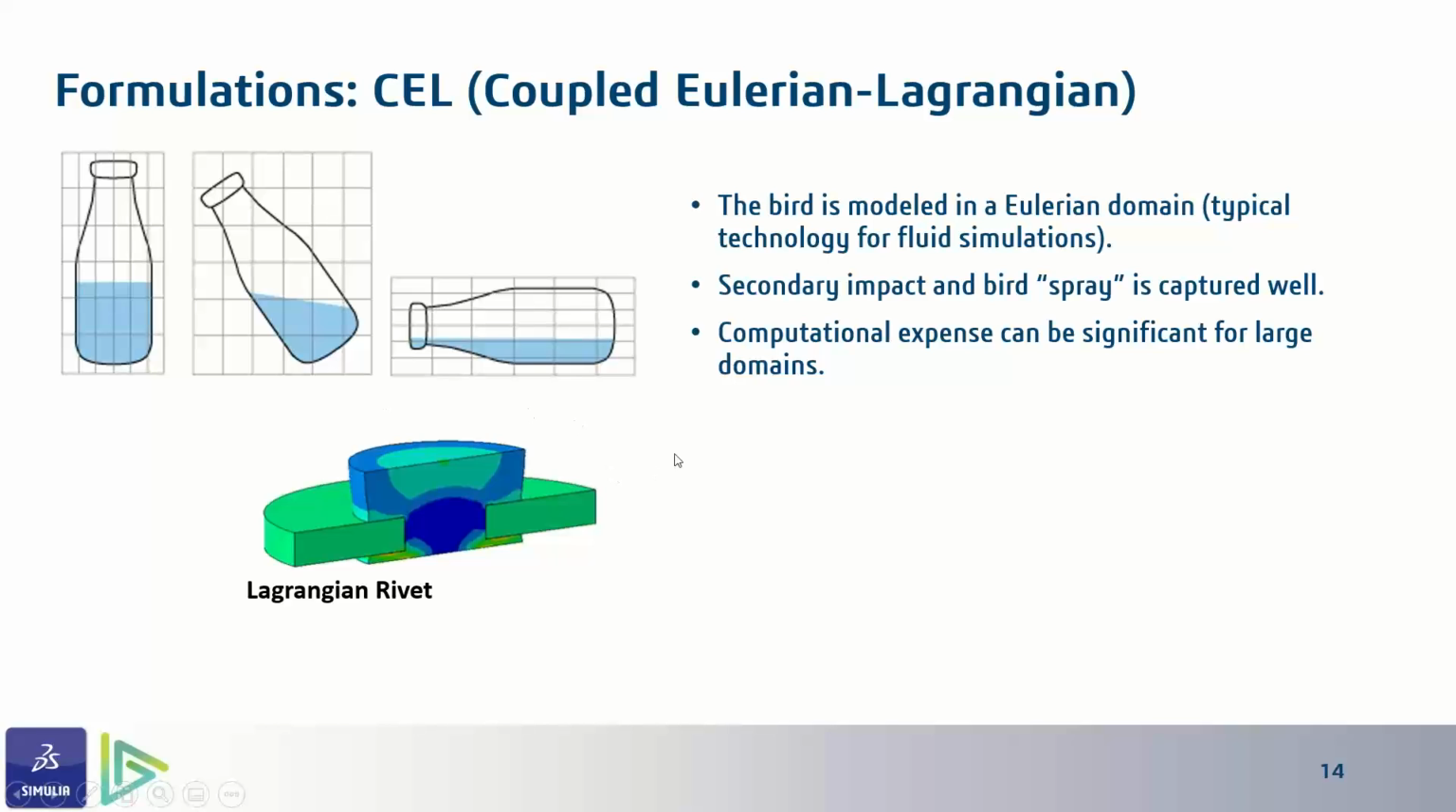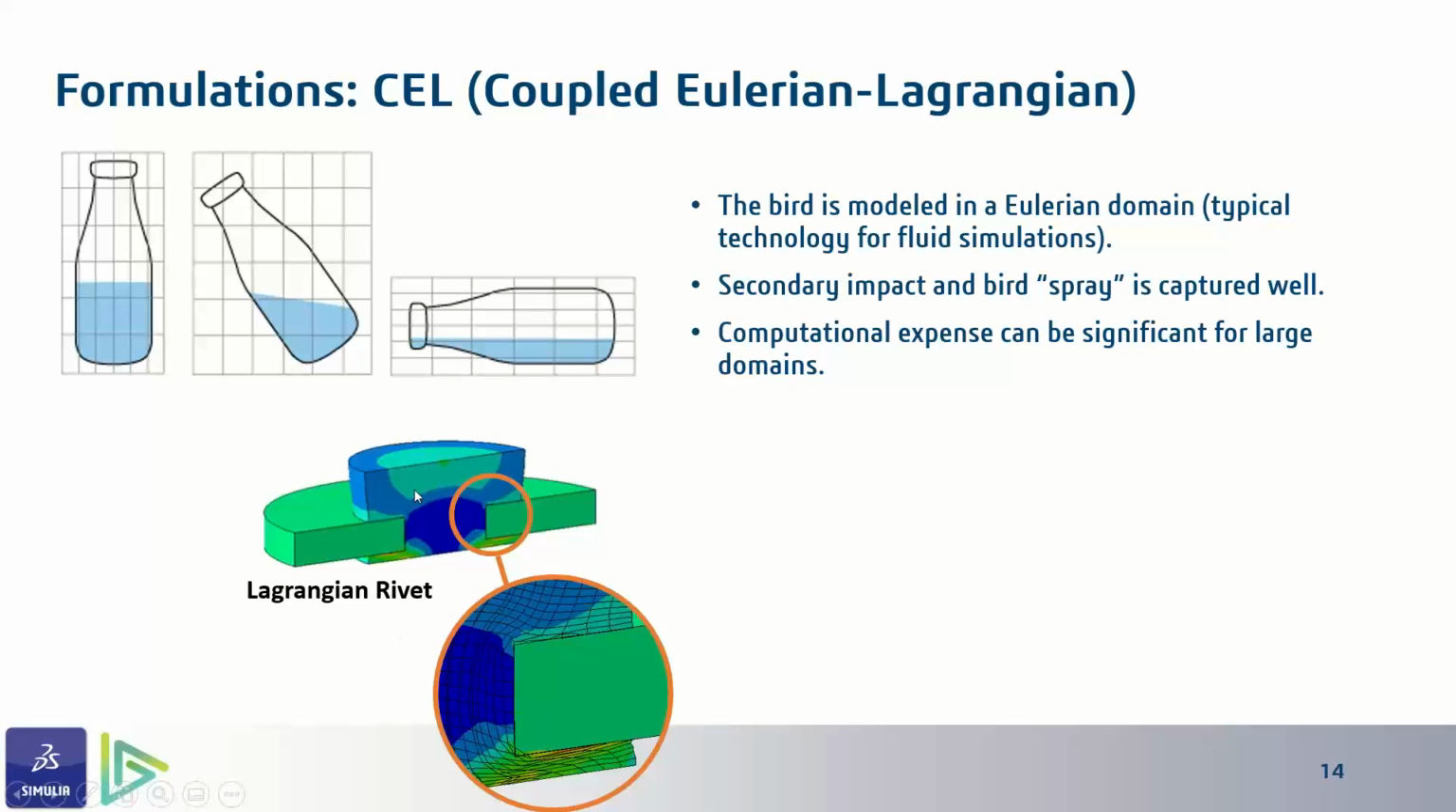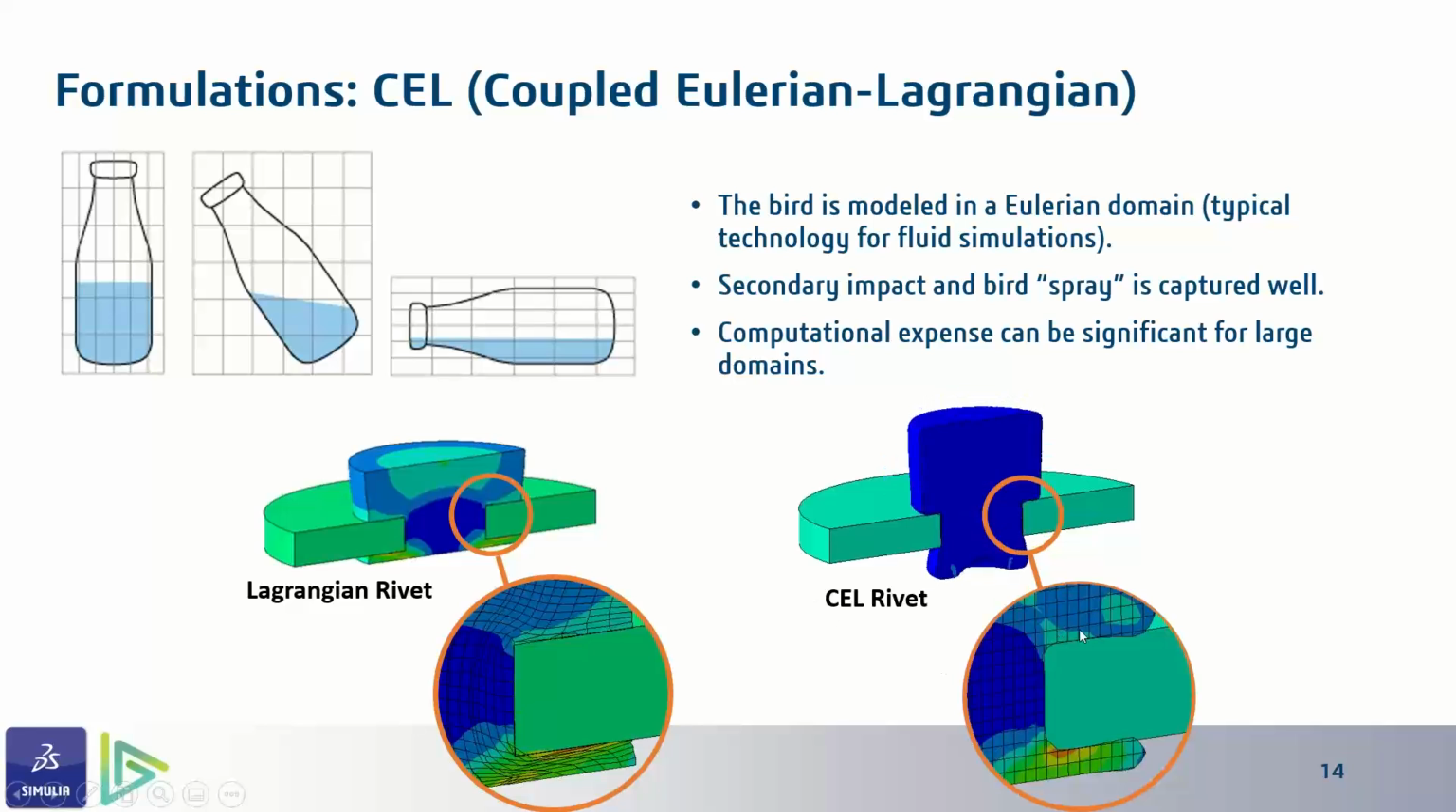of riveting forming process. So as you can see on the Lagrangian formulation, the mesh is highly distorted at the corners, which induces inaccuracy in the results. Whereas if you model the same problem using CEL formulation, as you can see, the distortion is well captured and the mesh is not highly distorted. And this produces more accurate results compared to experiments. And this method, CEL, is exactly what we will explore in our demo on Abaqus.